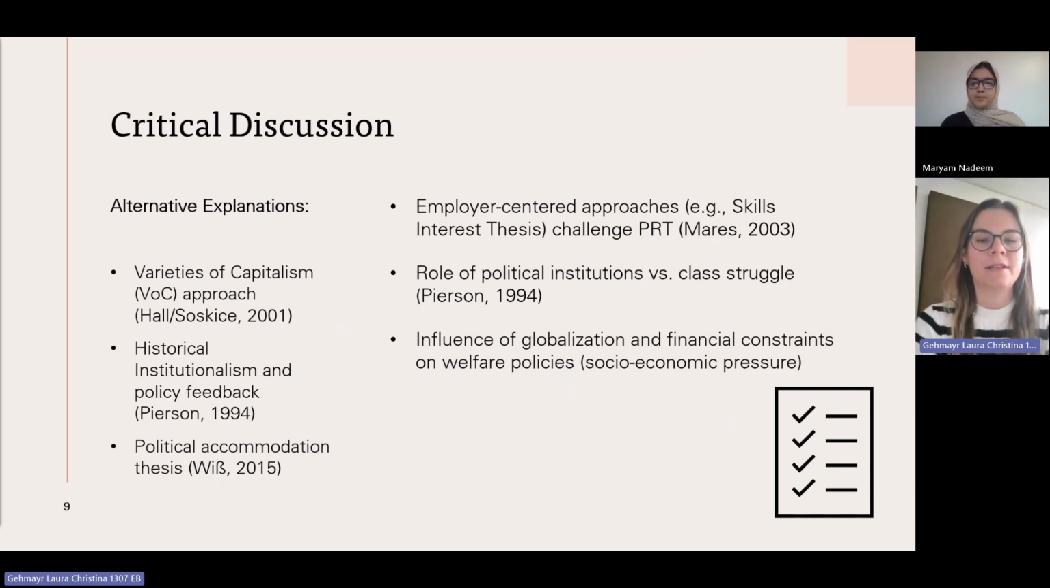And then the last one is political accommodation. It suggests that businesses sometimes support welfare states strategically to prevent more radical changes within their environment. An example would be Germany, where employers accepted unemployment insurance to avoid more aggressive union demands, which were already taking place at that time in Germany.